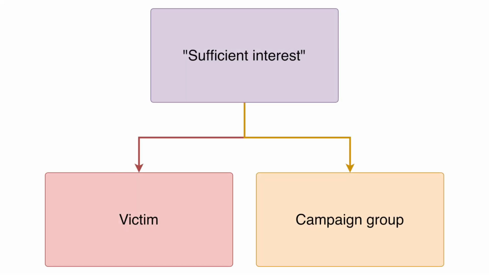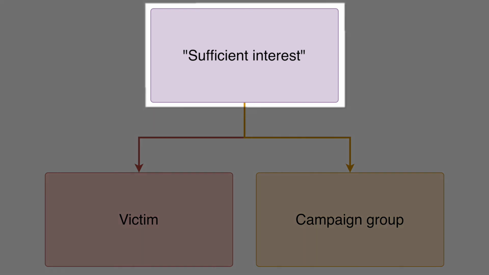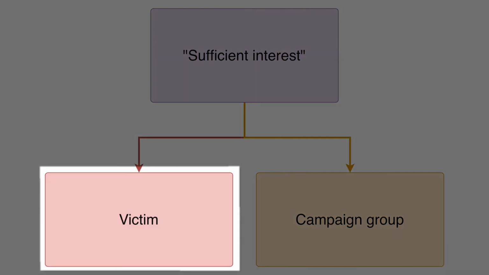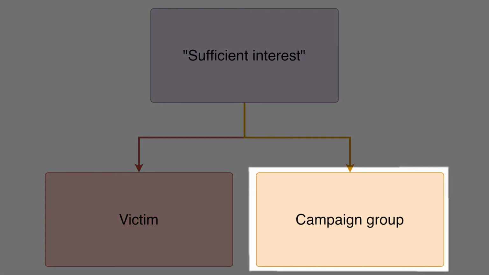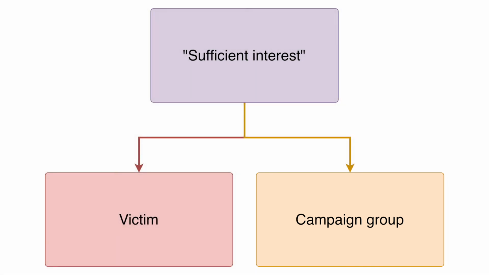So one way of demonstrating that you have sufficient interest is to show that you are a victim of an unlawful act by a public authority which has acted or proposes to act in breach of your convention rights. But do remember that other bodies, like campaign groups, may also be able to show sufficient interest.